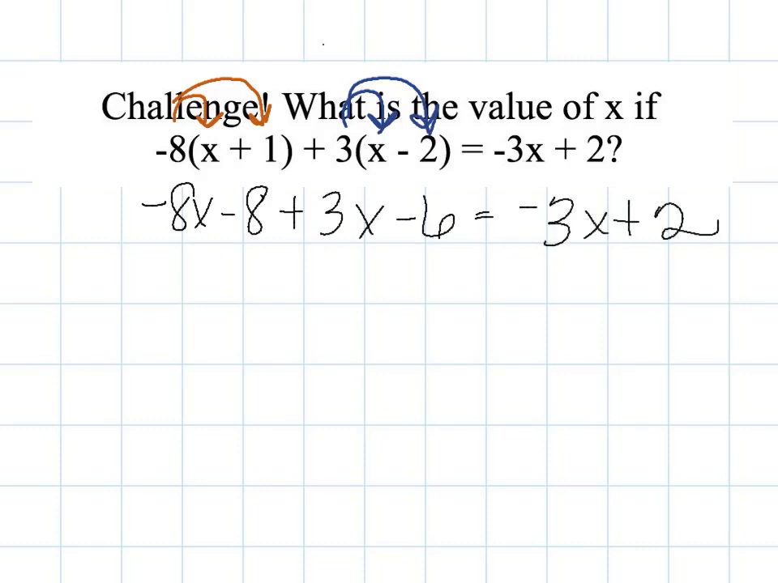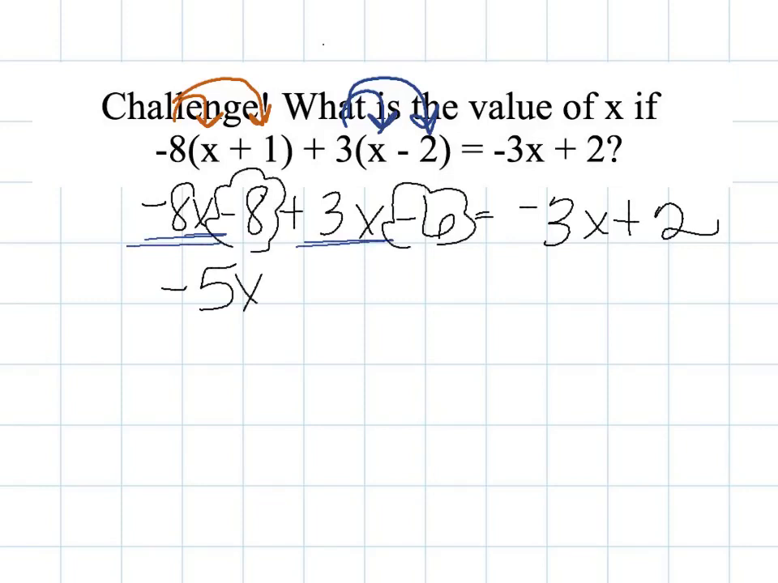Okay, so now from here, hopefully you combined like terms. So you've got negative 8x and 3x, which is going to combine to give you negative 5x. And then you've also got your negative 8 and your negative 6, which is negative 14. And then you've got negative 3x plus 2 still on the other side.